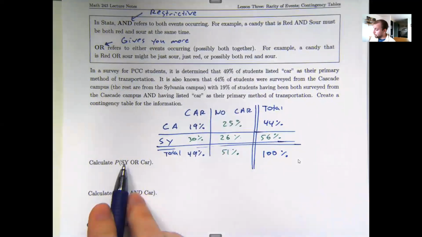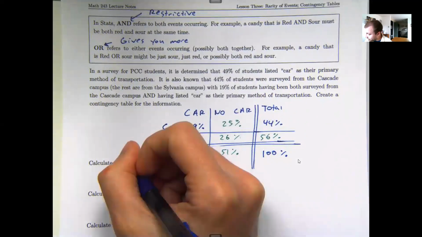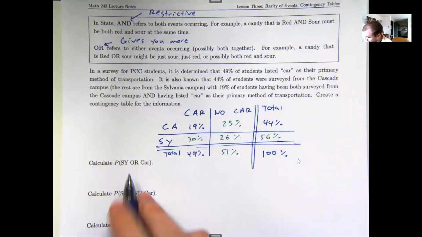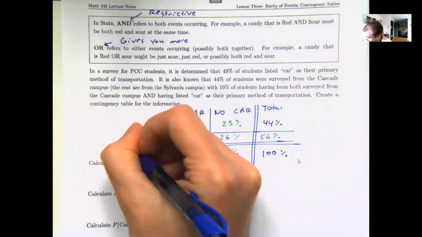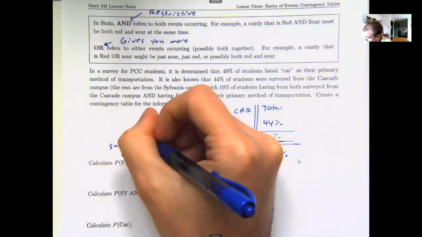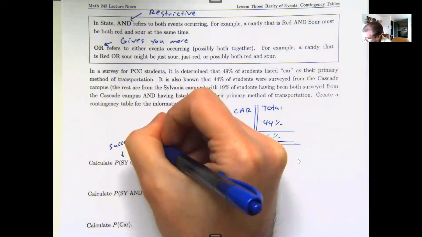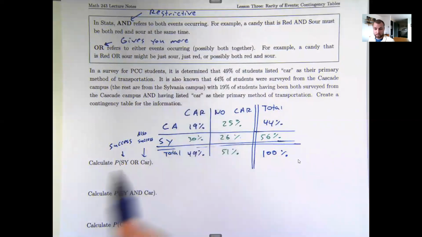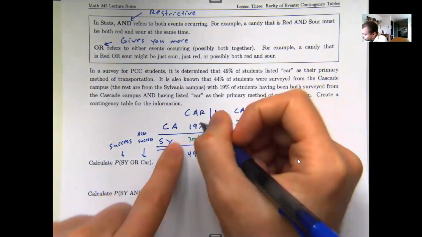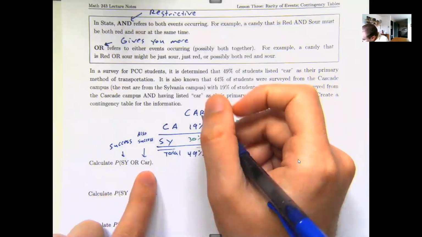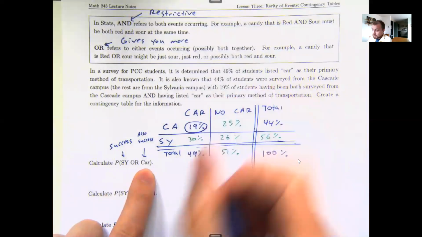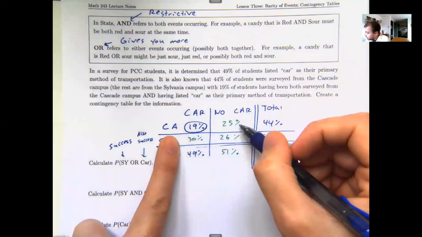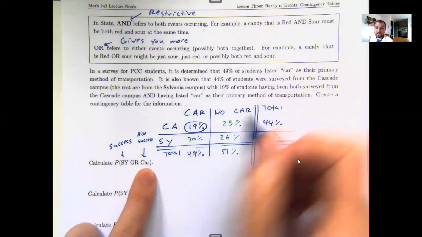Probability of Sylvania or car. This means I am happy with this or with this. Either Sylvania is a success, and car, this is also a success. So let's highlight those spots on the inside of the table and add them up. These people were not from Sylvania, but they had a car, so I like them as part of this total group here. These people are not from Sylvania. They do not have a car. I'm not including them as part of this total.